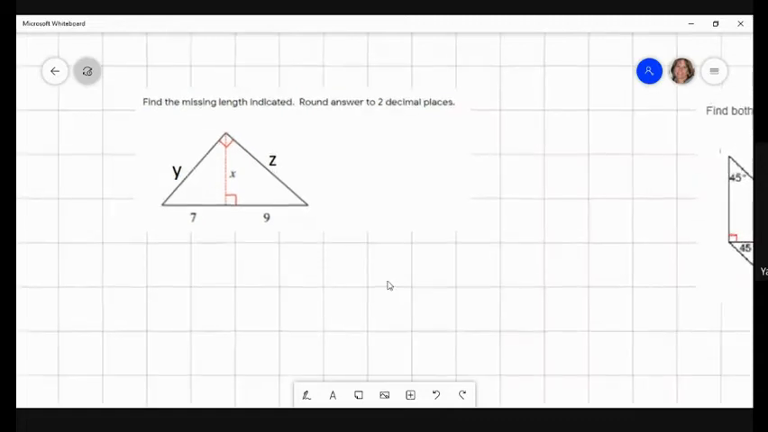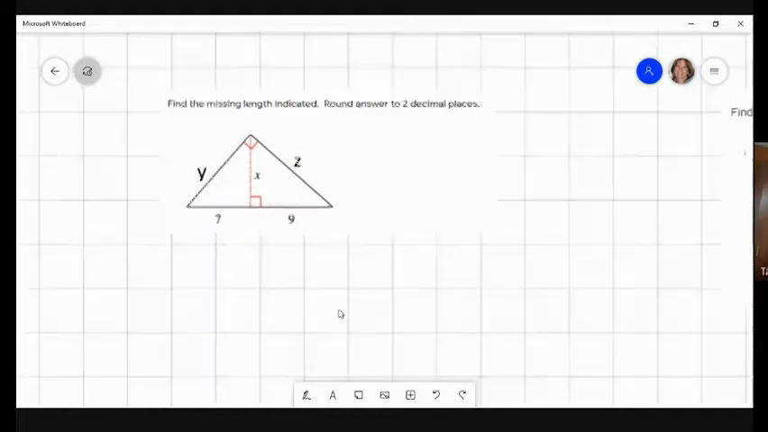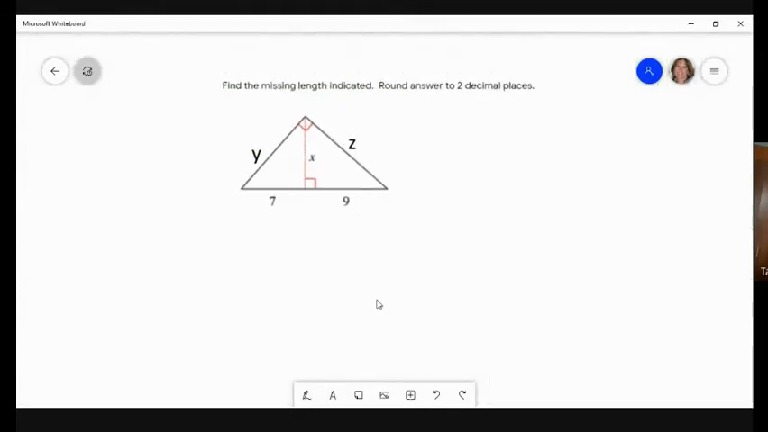Yes, ma'am. Awesome. Okay. So for the first one from yesterday, we were dealing with geometric mean. And the way that I like to look at this is that there are technically two cases. First of all, we again have an altitude being dropped from the right angle. So whenever we have that, we're going to have these two cases that are going to occur.